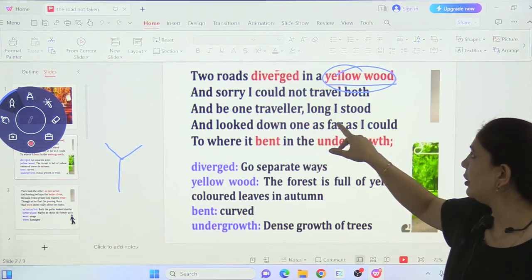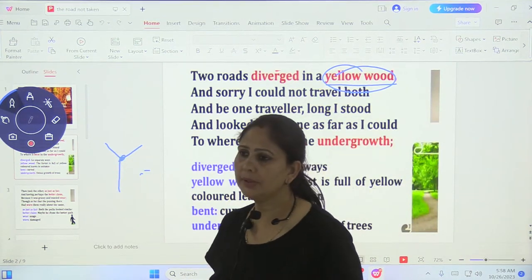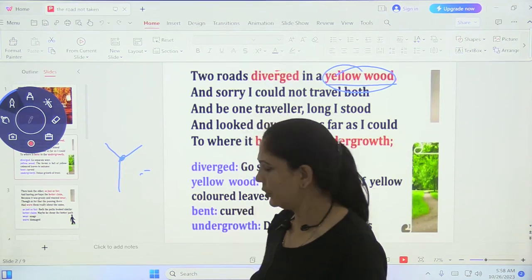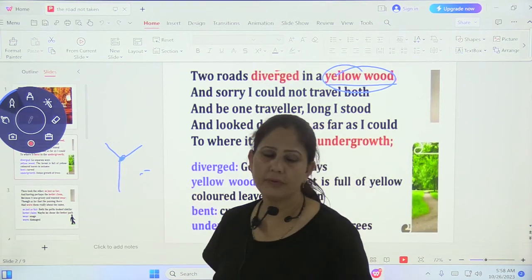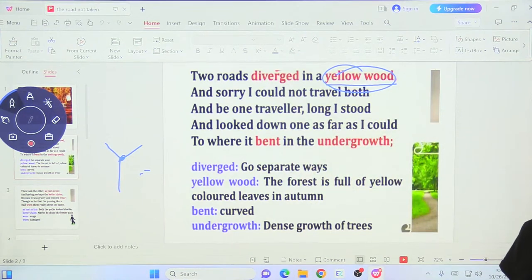One traveler, long I stood. So he stopped at this point. Who stopped? The poet. He stopped here for a long time because he was trying to make up his mind. What was he trying to do? He was trying to decide, to choose which road he should take. On which road should I travel?